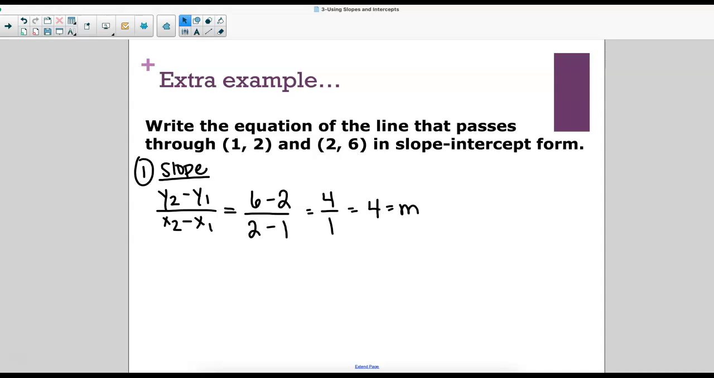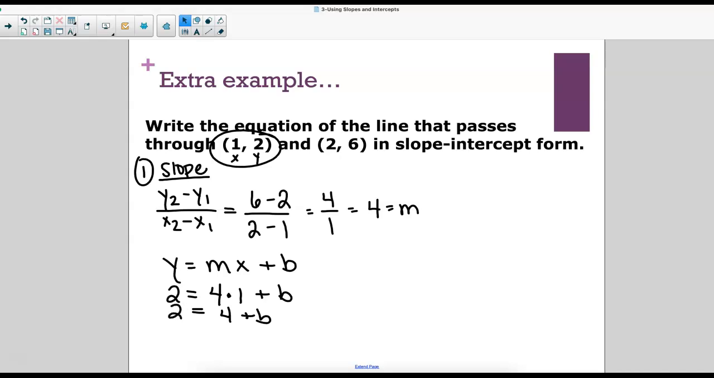Okay. Now we're going to take one of the points, because that's x and y, and the slope, and plug it into this. y equals mx plus b. What's y? Using this first point, y is 2 equals m is 4 times 1 plus b. 4 times 1 is 4 plus b equals 2. Minus 4 on each side. b equals negative 2.